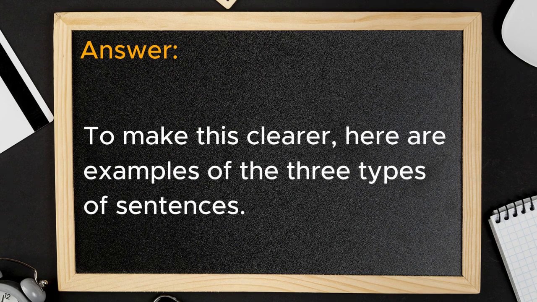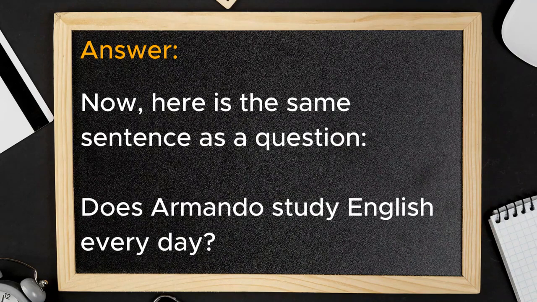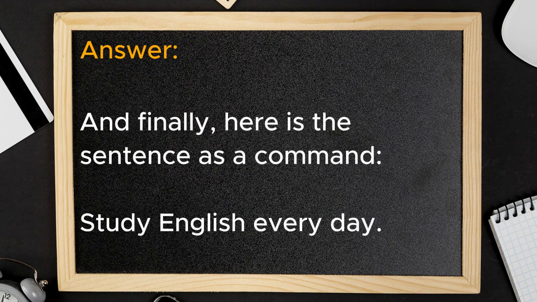To make this clearer, here are examples of the three types of sentences. The first one is a statement. Armando studies English every day. Now, here is the same sentence as a question. Does Armando study English every day? And finally, here is the sentence as a command.